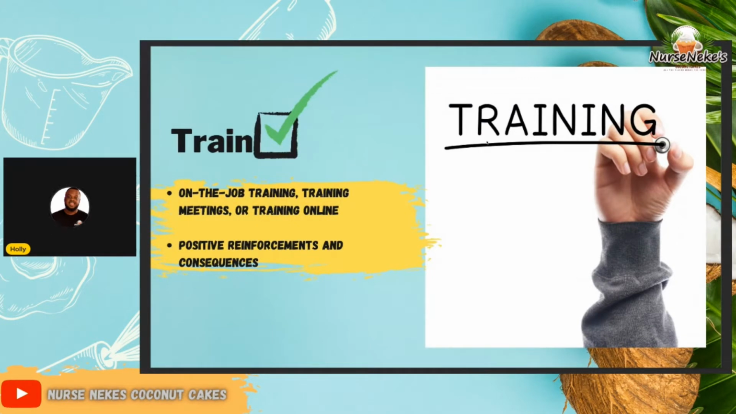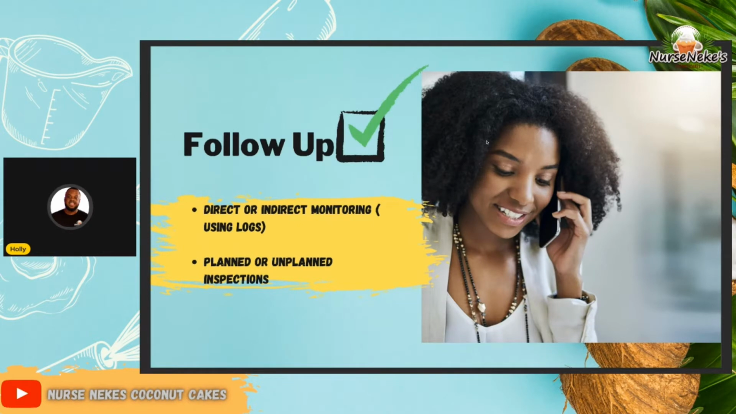Next one is train. With the active managerial control, the second step is training, and they want that manager to be able to have on-the-job training meetings, or hold training meetings online, and give your employees positive reinforcements and consequences. Next one is following up. With following up, it can be direct or indirect monitoring, such as using logs, and also planned or unplanned inspections to make sure that everyone is following those standard operating procedures that you created and that you trained them on.